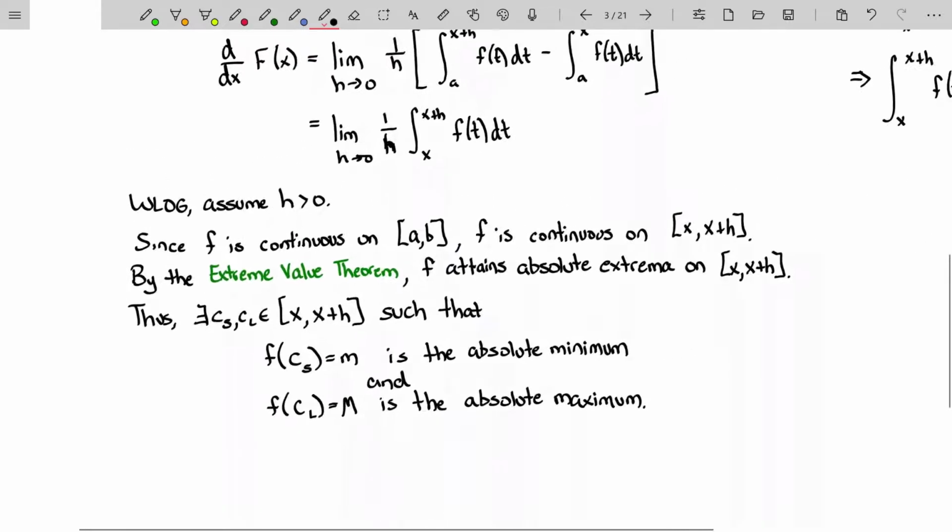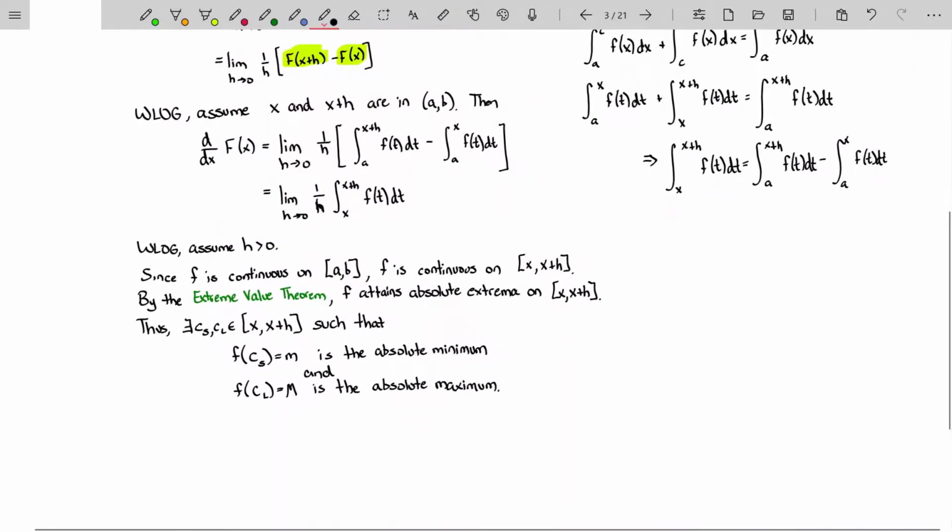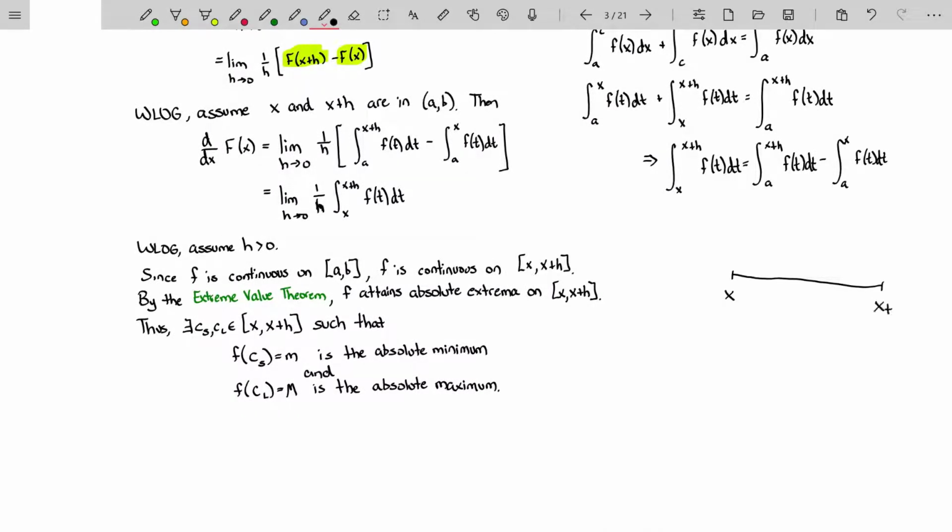This is not part of the proof, but let me give you a visual off to the side so that you're not terribly confused. We have this subinterval from x to x plus h, and we have a continuous function on that subinterval. It is continuous, which means that from beginning to end, that function must have an absolute minimum somewhere, and I called that point c sub s, that's the x value for that point. It must also have an absolute maximum somewhere on that closed interval, and I called that c sub L.